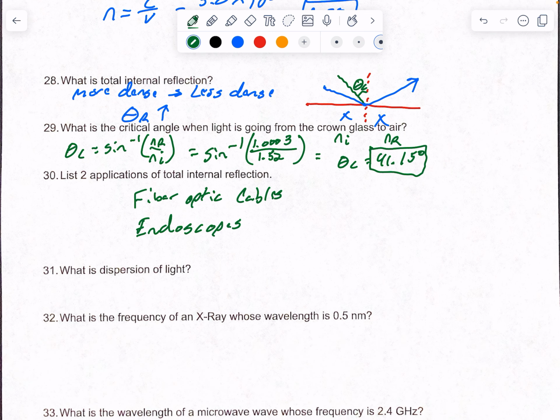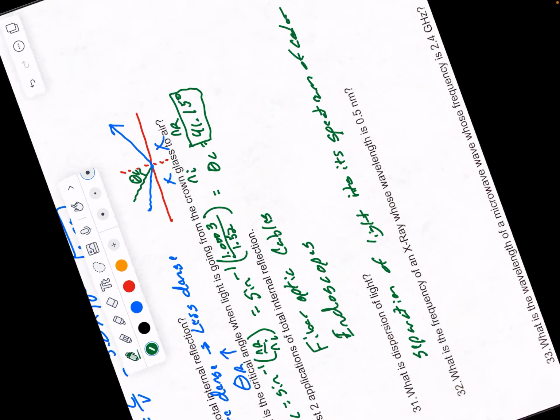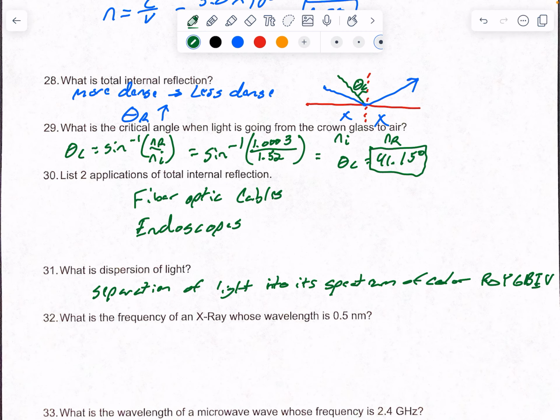31, what is the dispersion of light? So dispersion of light is a separation of light into its spectrum of colors. So basically how rainbows work, it's going to split off into its Roy G. Biv, because it hits a new medium. Each color bends at its own wavelength, and then that's what causes it to separate. And that's how you get dispersion of light.